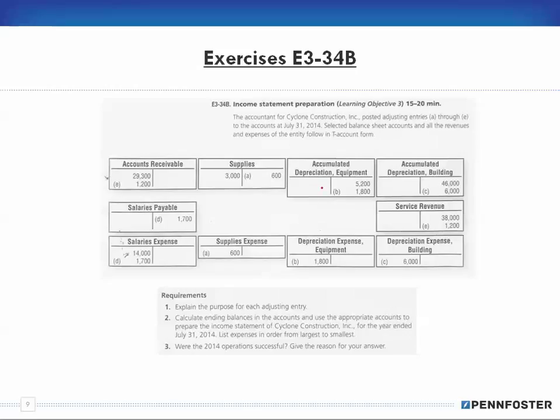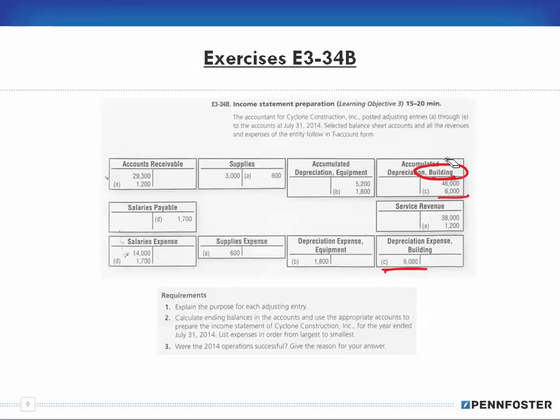All right, B, I see I have a credit to accumulated depreciation here. Since it's accumulated depreciation, what we're doing is recording depreciation against the equipment account. And of course, I can see the debit to the depreciation expense. So that entry is to record depreciation. All right, let's see C here. C has, again, a credit to accumulated depreciation, and a debit to depreciation expense. So I'm recording the depreciation against the building.